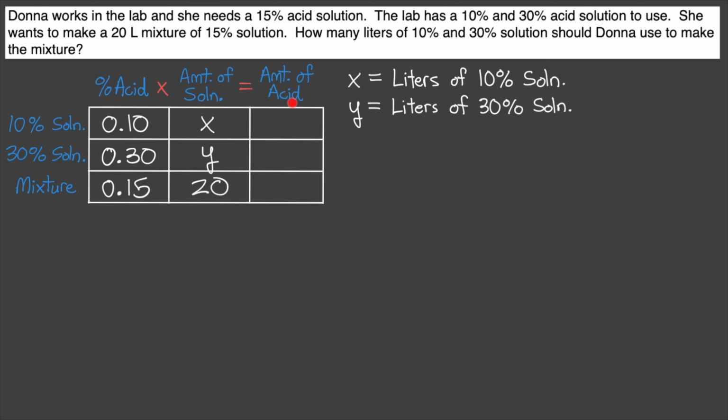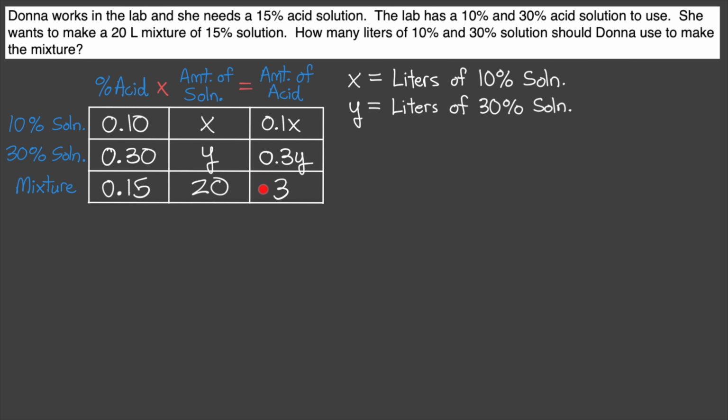Next, to find the amount of acid in each of these solutions, we multiply the percent acid times the amount of solution. So if we multiply 0.1 times x, that's just 0.1x. The next row would be 0.3y, and the last row would be 0.15 times 20, which if you do that on your calculator, you'll just get 3.